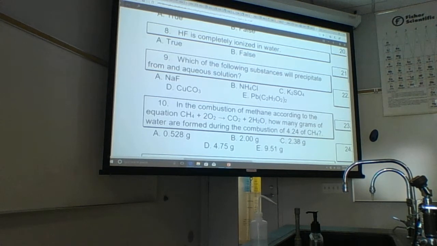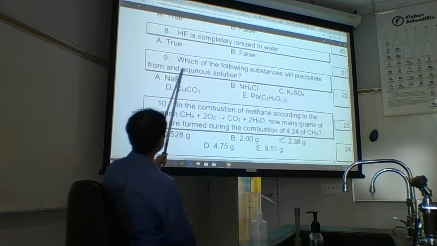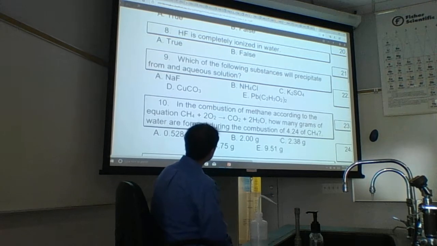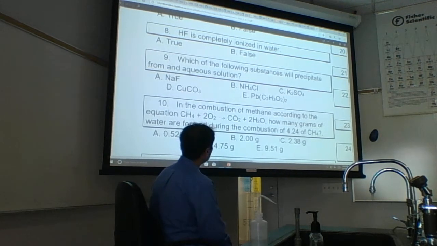Which of the following substances will precipitate from an aqueous solution? Okay, this is a weird wording on this one. That's supposed to be an aqueous solution. So, in other words, which of these are insoluble in water?